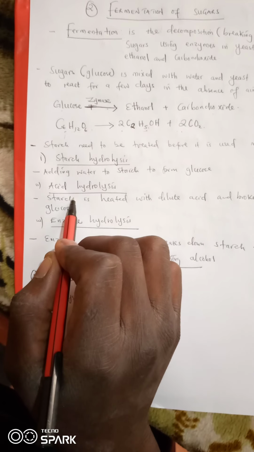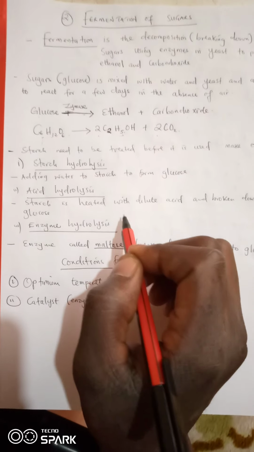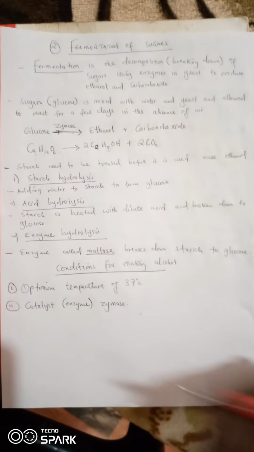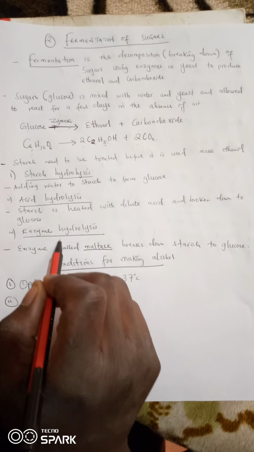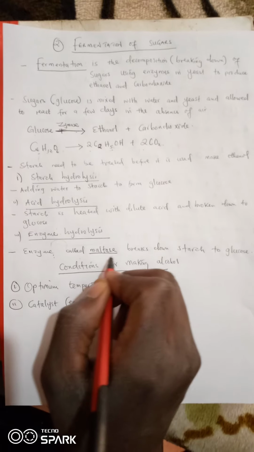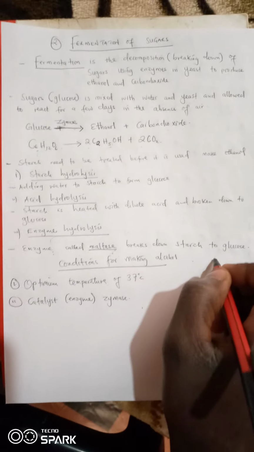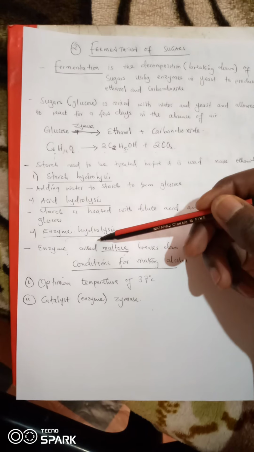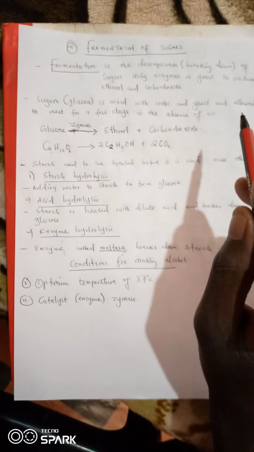Then there's acid hydrolysis. It means you are adding a dilute acid to starch and then breaking it to glucose. It is another method that is being used. Another method is enzyme hydrolysis, meaning you are adding an enzyme, and the enzyme mainly added to starch is maltase. Take note of that. Maltase, that is used to break starch into glucose. So if they ask you in an exam, you can mention either of the methods that can be used to break down starch into glucose.